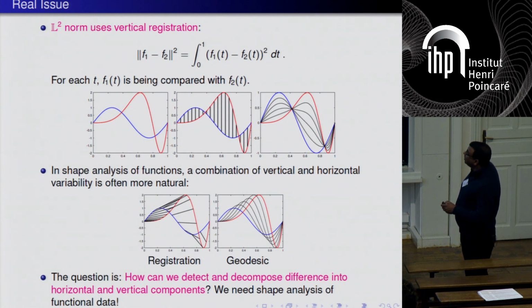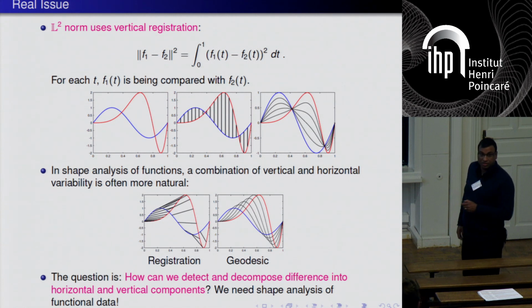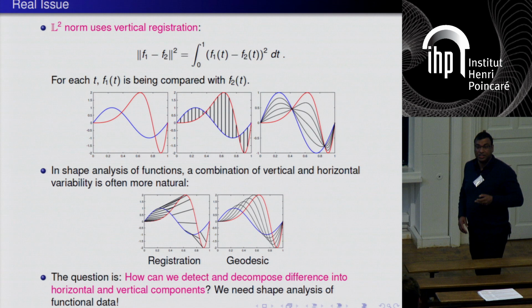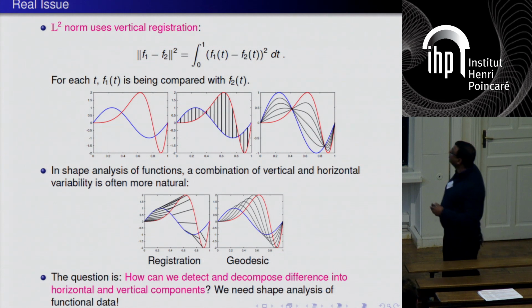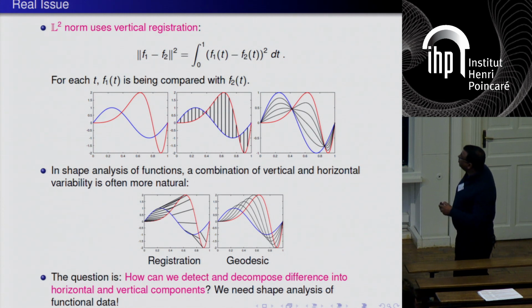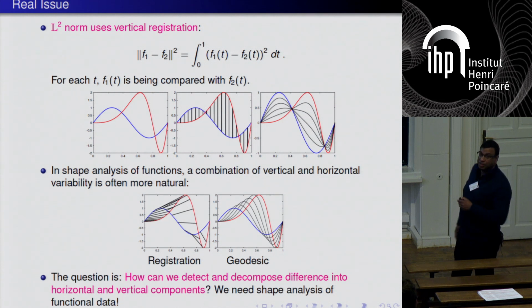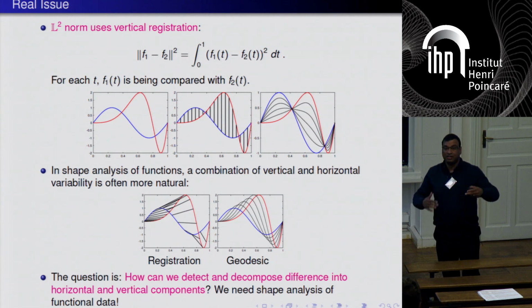In other words, if I'm trying to compare these two functions, it's always measuring the vertical differences. It assumes vertical registration, just by definition. And if I use this registration, vertical registration, to interpolate between these two functions, I essentially kill one peak and I create one peak. And at the halfway point, I have functions with two peaks.